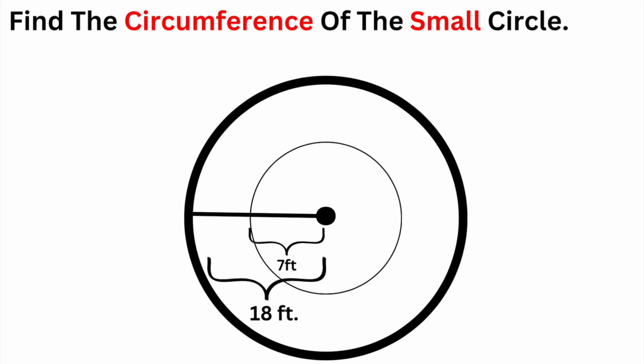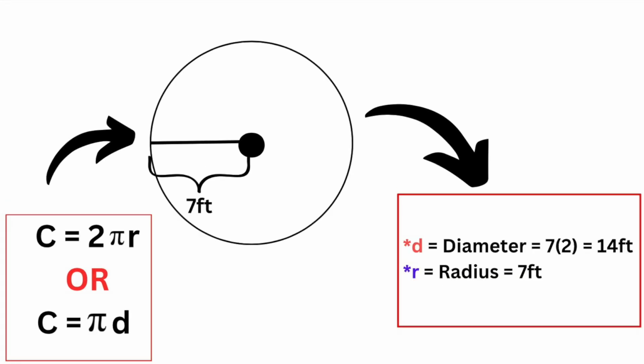Now let's look at our problem. So here's our problem. We need to find the circumference of the small circle. Our formulas are there just to use as reference, but in our small circle, it is clear that our radius is 7 feet. So our radius is 7 feet, which means that our diameter, which is d equals r times 2, would be, in other words, 7 times 2, which would equal 14 feet. So our radius is 7 feet and our diameter is 14 feet. Keep that in mind.